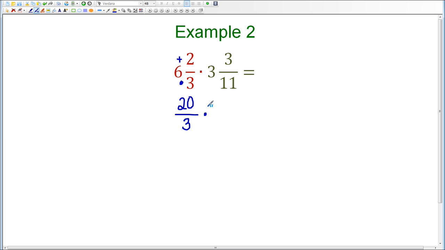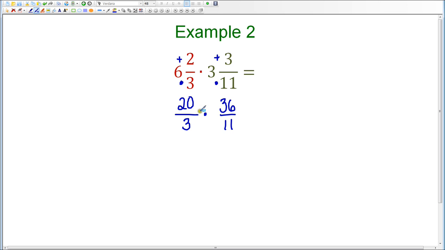I'm going to do the same thing for the second mixed number. 11 times 3 is 33, plus 3 is 36. So I have 36/11. Now that I've rewritten both of these mixed numbers as improper fractions, I can go ahead and multiply.